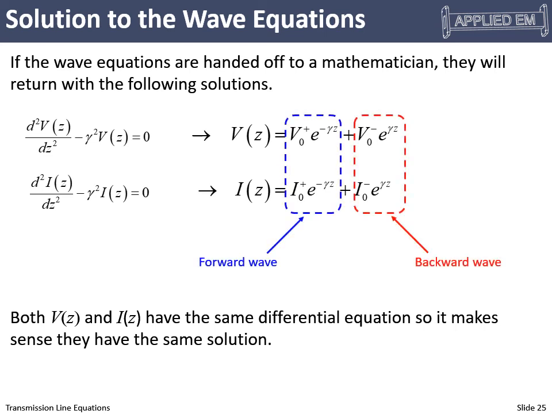Just like before, we can look at the sign in the exponential and see that when we have an e to the minus gamma z, we're talking about forward waves here. So we give these amplitude terms a plus superscript to remind us that those are the amplitude terms for the forward wave. Likewise, these other exponentials have an e to the positive gamma z. That's telling us these are backward waves. So we put the minus superscript on the amplitude terms to remind us that those are the amplitude terms for backward waves on the transmission line.